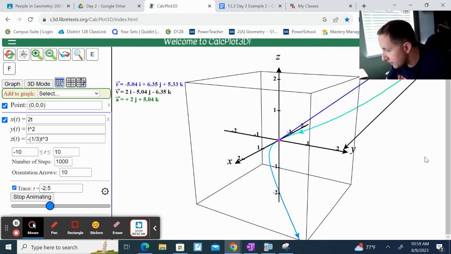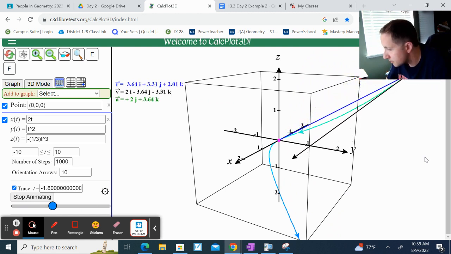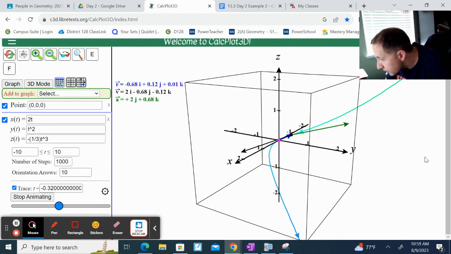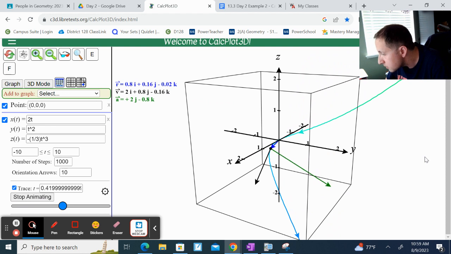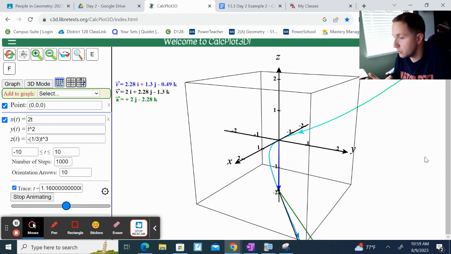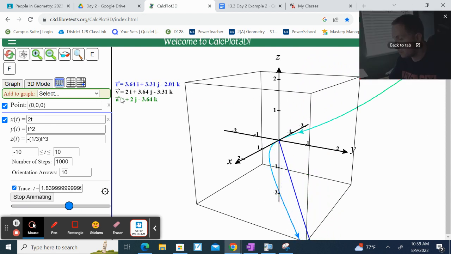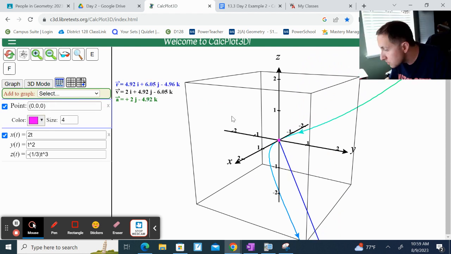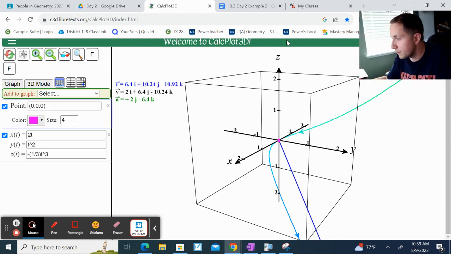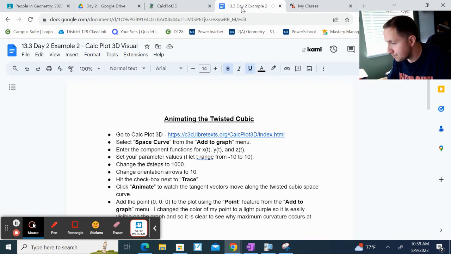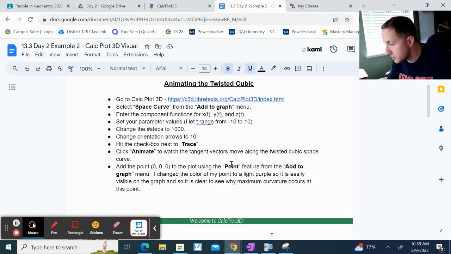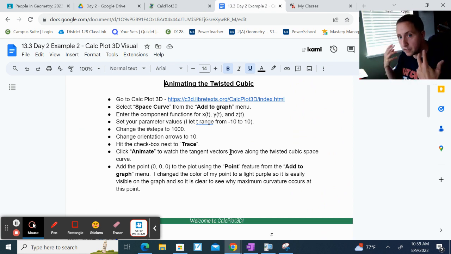Okay, focus on the black vector. That's our derivative vector. That's our unit tangent vector. It's our tangent vector. And look at how it changes direction fairly rapidly right there at the pink point. Okay, that's the origin. That's where the maximum curvature occurred. At that pink dot, that was the curvature of 1/2. Okay. So again, the directions for animating this on your own are right here if you want to pause the video and take a look at that and try this out. The more you can use CalcPlot3D to actually animate some of these examples, I think the easier time intuitively understanding what's going on you'll have.